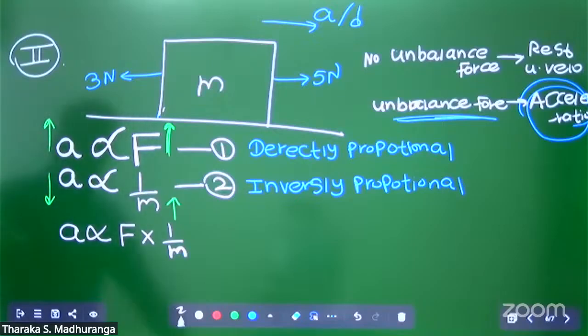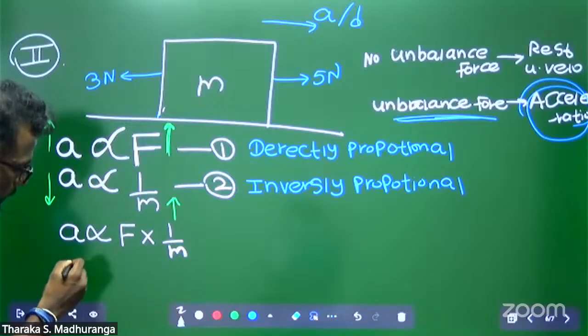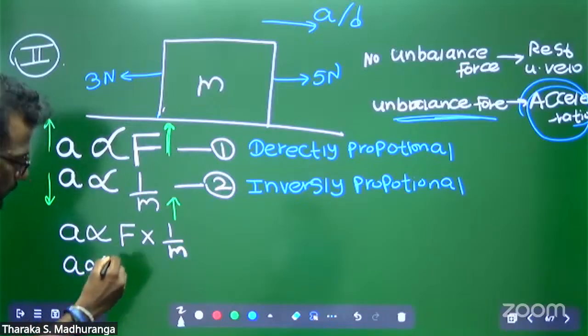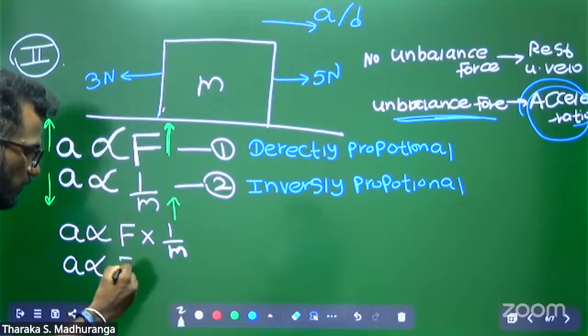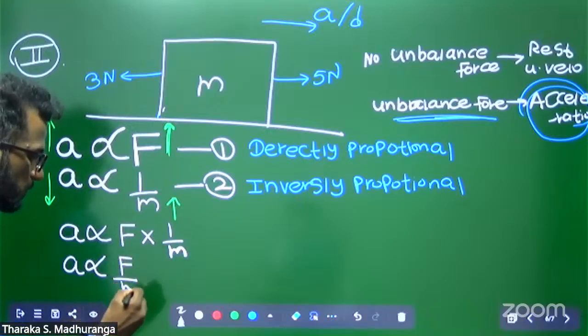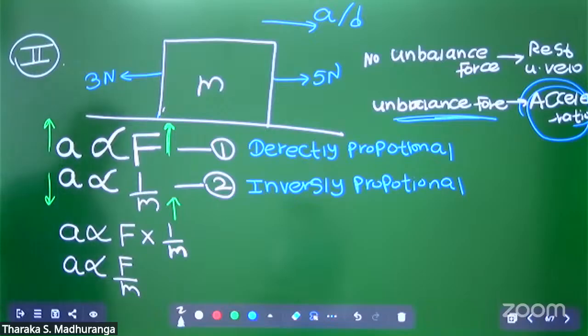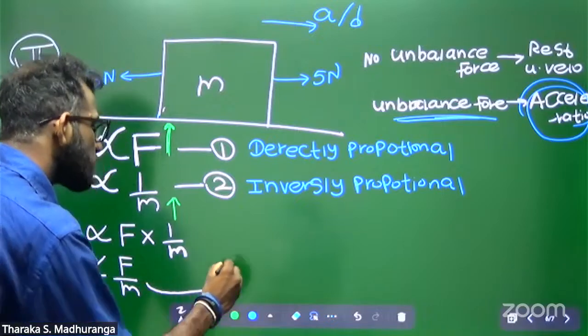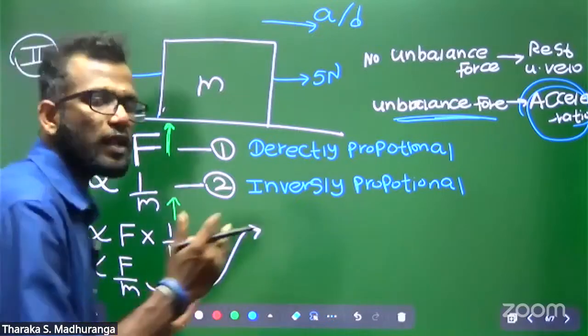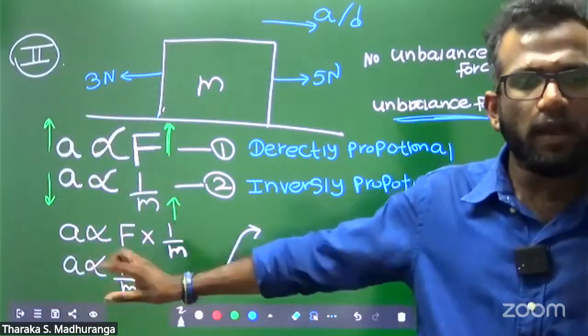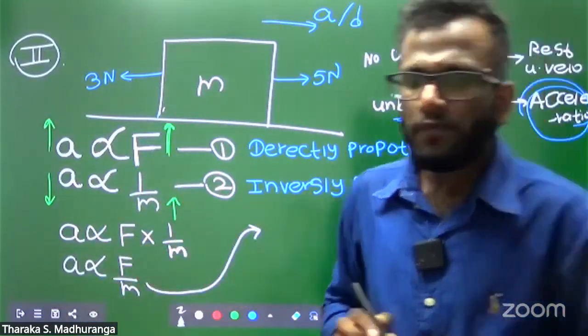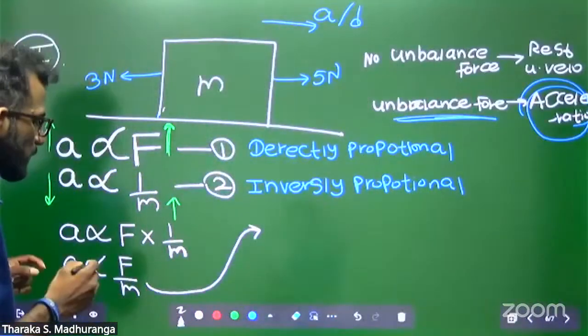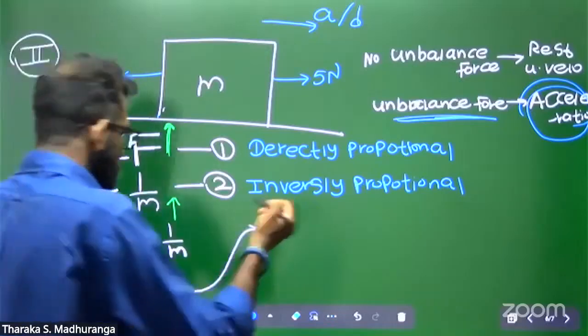You don't need to get these steps 100%. Then it is directly proportional to F into 1 over m, which is F over m. With this proportional mark, we can't do calculations. Therefore, I'm going to remove this proportional mark.